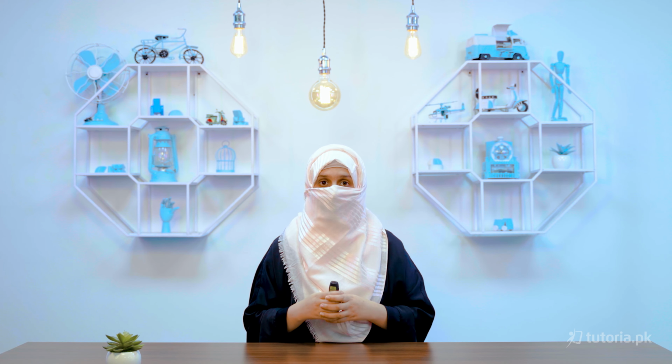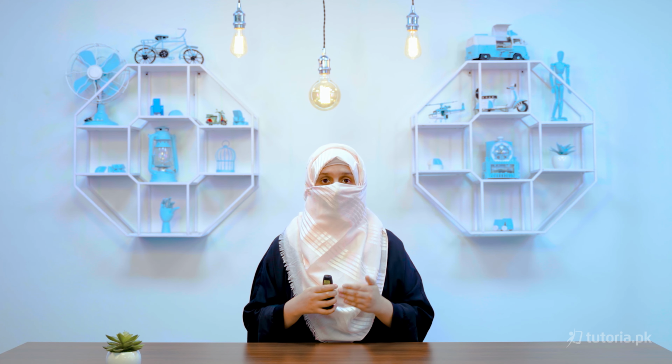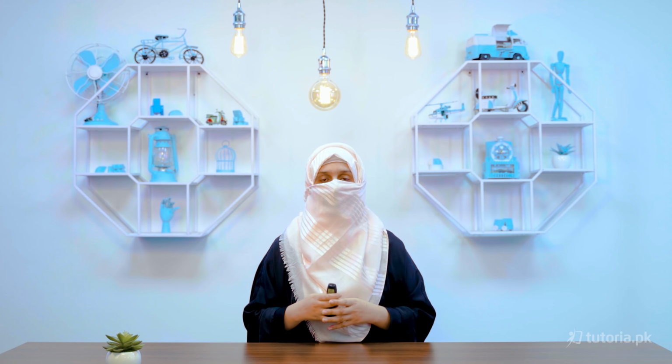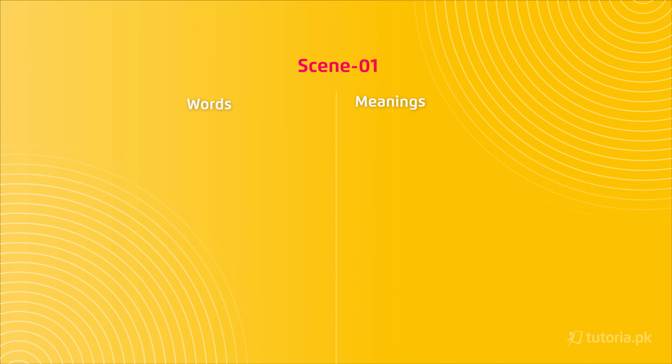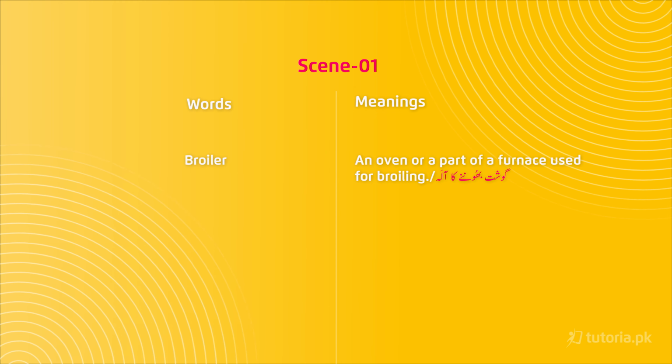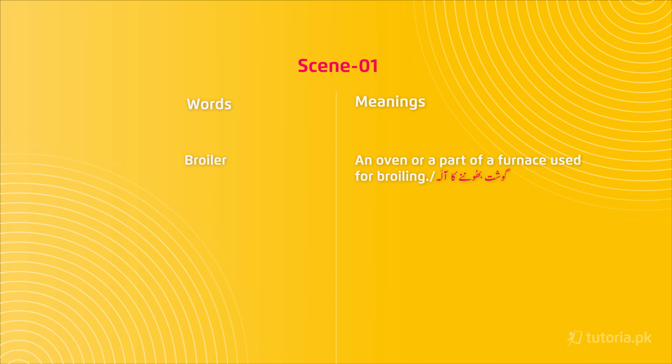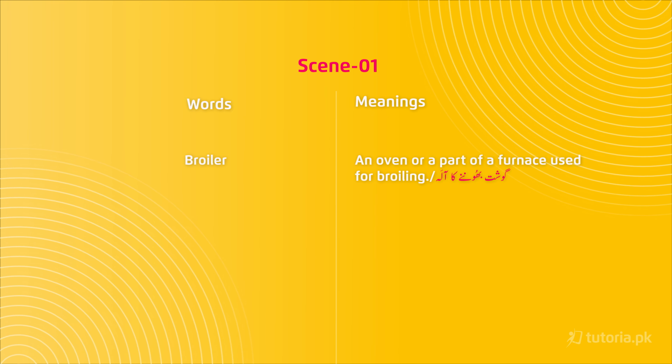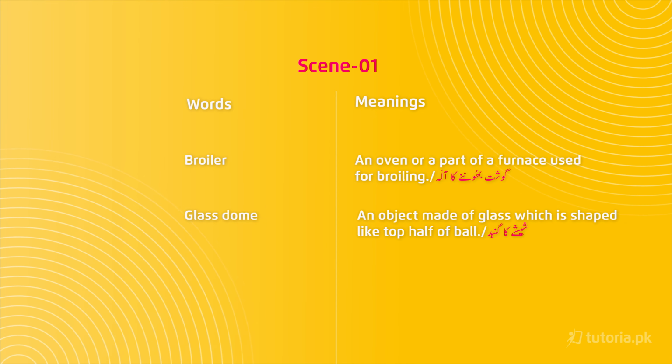Now let's move on to the explanation of scene 1, in which there are a few complex words which I'm going to explain first. The first complex word in scene 1 is broiler. इस स्टोरी के कॉन्टेक्स्ट में इसका मतलब है गोश्त भूनने का आला, while in English it means an oven or a part of a furnace used for broiling. The next word in scene 1 is glass dome. उर्दू में इसका मतलब है शीशे का गुंबद, while in English it means an object made of glass which is shaped like the top half of a ball.